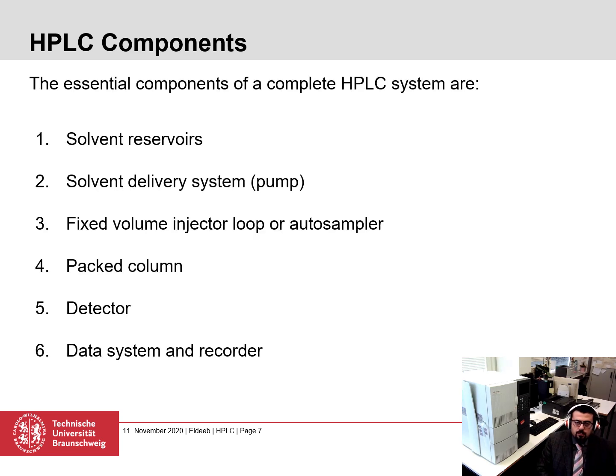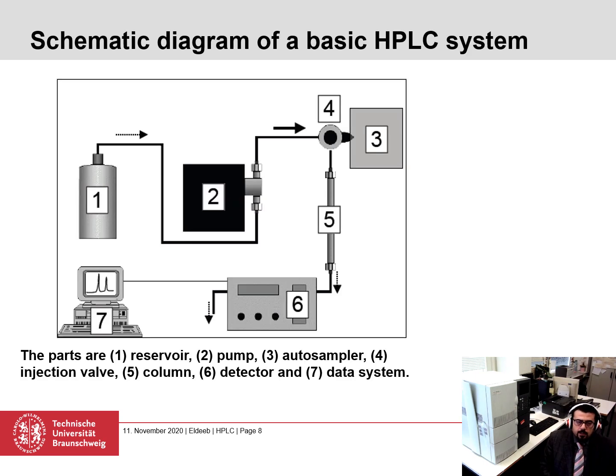The essential components of a complete HPLC system are listed here: solvent reservoir, solvent delivery system, pump, fixed volume injector loop or autosampler, packed column, detector, and data system and recorder. And here you see a simple schematic diagram of a basic HPLC system. So number 1 is the solvent reservoir or solvent container. Number 2 is the solvent delivery system, the pump. Number 3 and 4 are the sample introduction unit, either autosampler or manual injection. Number 5 is the column, the heart of the HPLC. Number 6 is the detector, and number 7 is the data system.